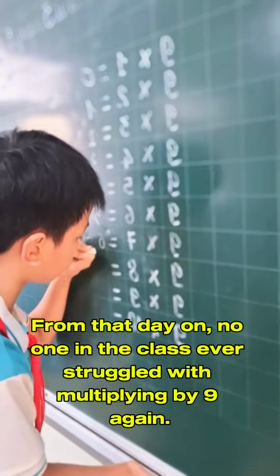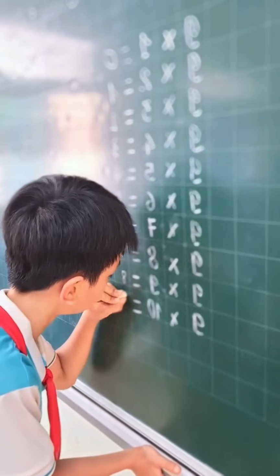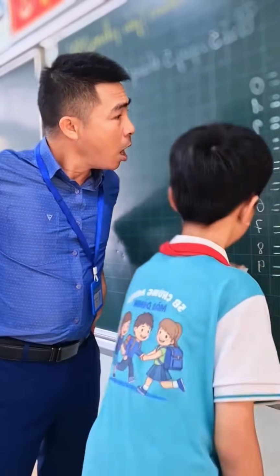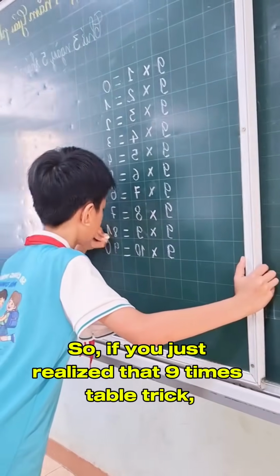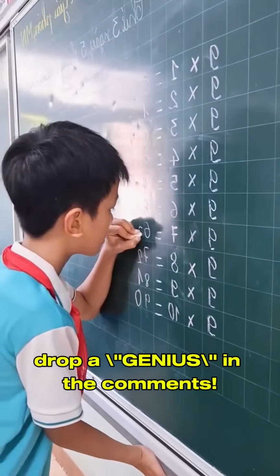From that day on, no one in the class ever struggled with multiplying by 9 again. Because sometimes, what looks wrong at first can turn out to be the brightest idea when you see it from a different angle. So if you just realized that 9 times table trick, drop a genius in the comments.